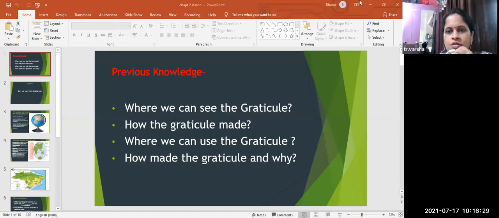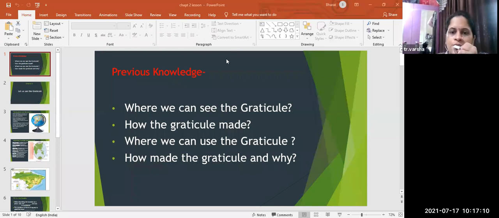So in this we can revise our chapter, right? Where we can see the graticule. The answers you will be writing in the chat box. Where we can see the graticules. Already we have studied about the graticule in the previous chapter, right? So I need not say that to you. Where we can see it in the globe or the map. Why, children? Because it is made by the geographers or the scientists, okay, to read a particular place.